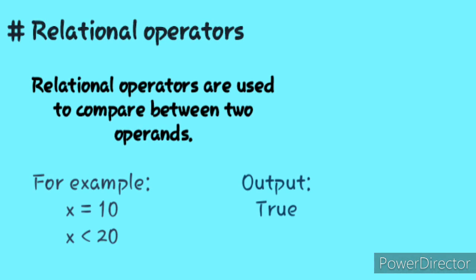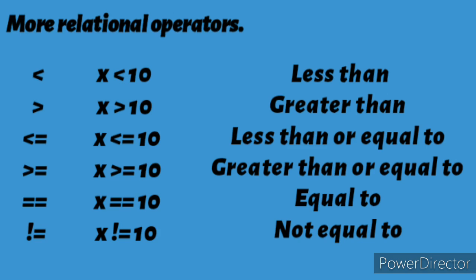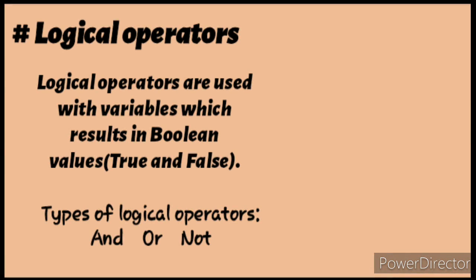The next type of operators are relational operators. Relational operators are used to compare between two operands. For example, x is equal to 10 and we are checking a condition that x is less than 20. The output will be true, because 10 is less than 20. If the condition was x is greater than 20, the output will be false. There are more relational operators like less than, greater than, less than or equal to, greater than or equal to and not equal to.